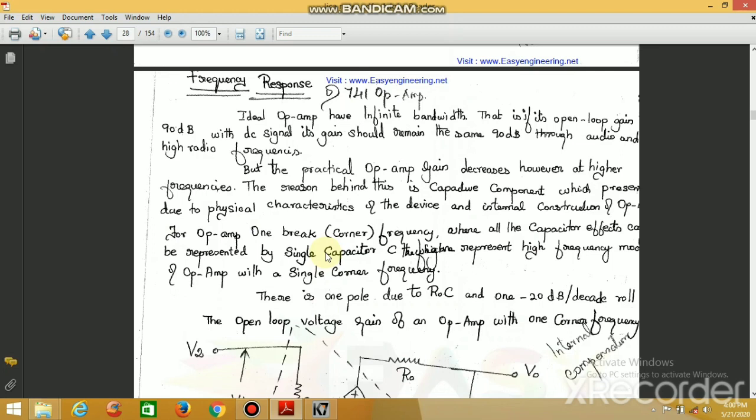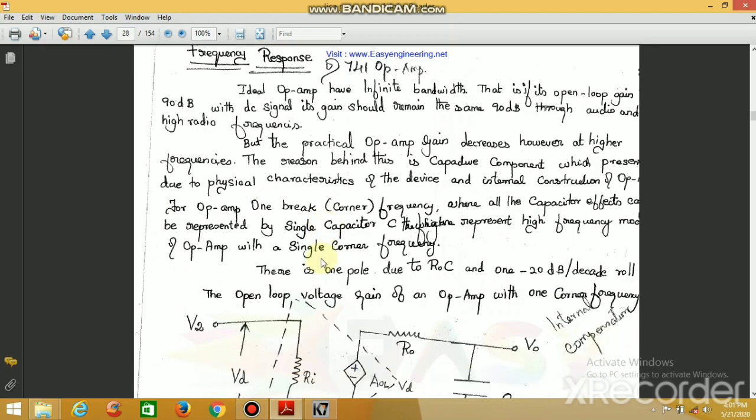For an ideal operational amplifier, we have an infinite bandwidth. When we express that in decibels, it will be around 90 dB, even for audio frequencies. But when we go for the practical op amp, the gain mainly decreases at higher frequencies. Normally the gain should remain constant at higher frequencies, but here the gain decreases at the higher frequencies.